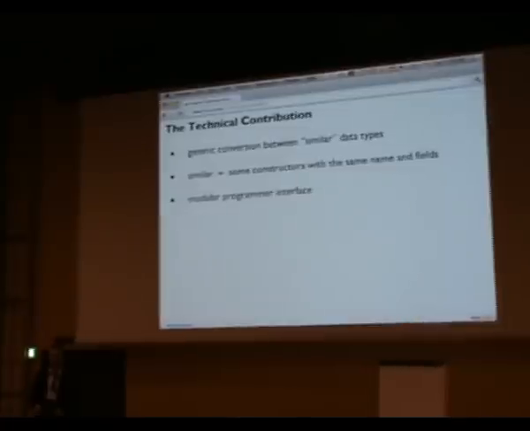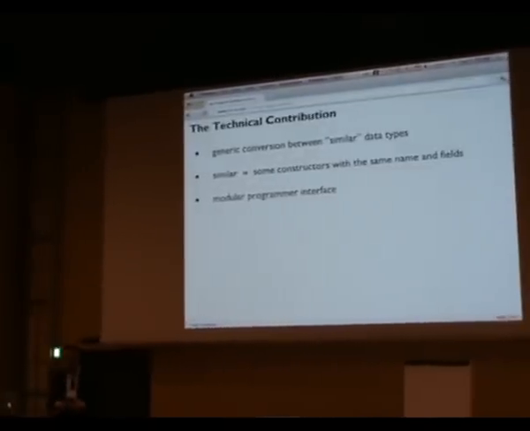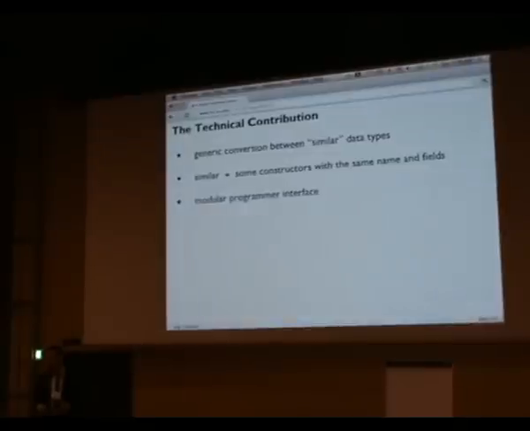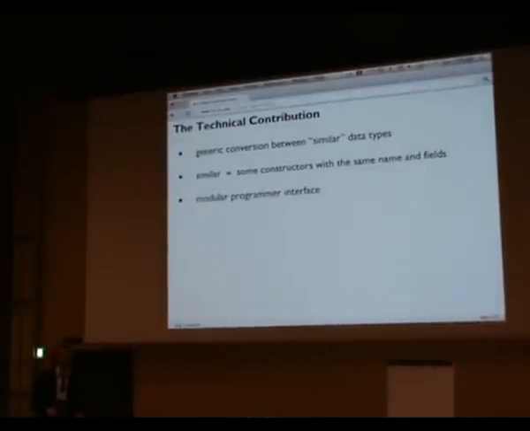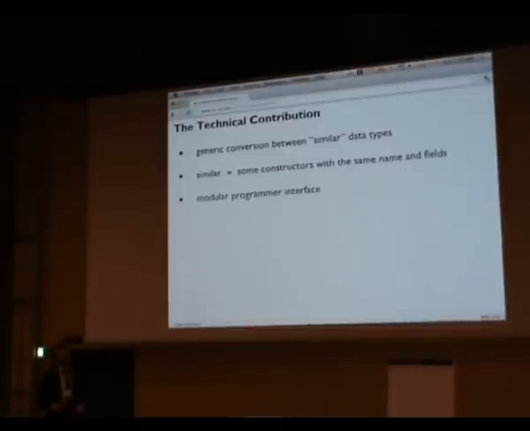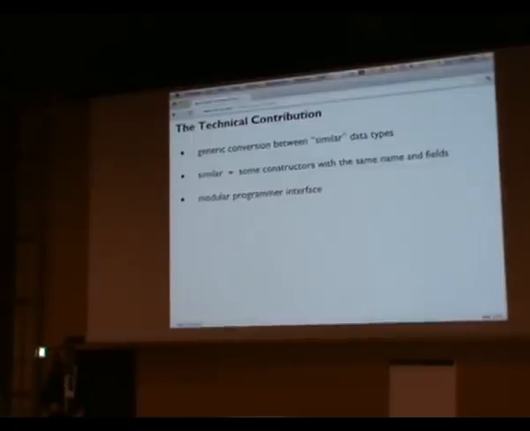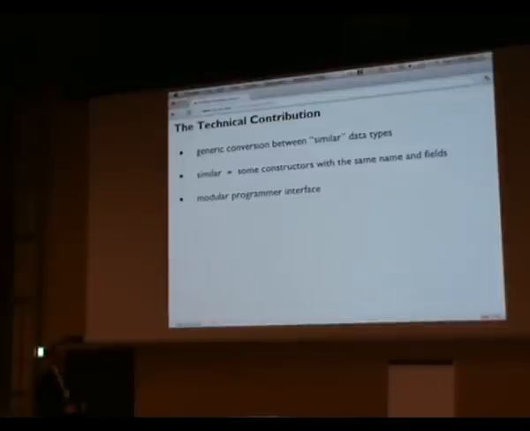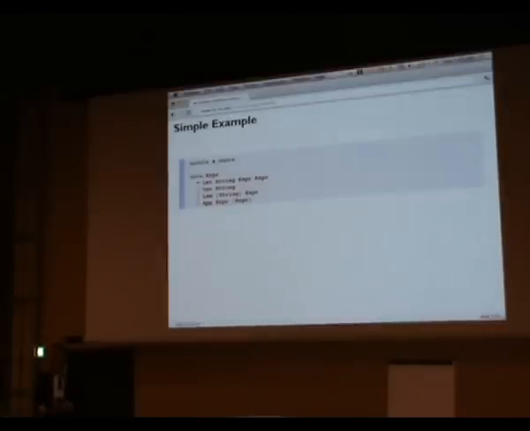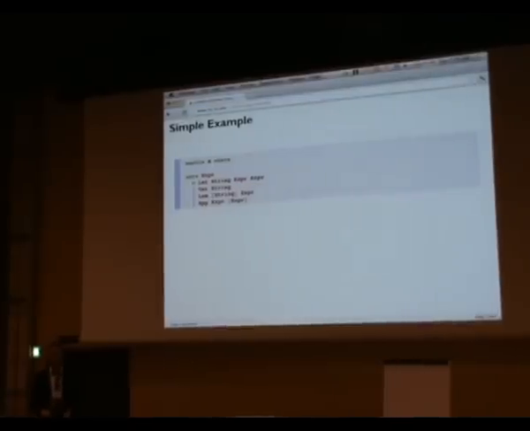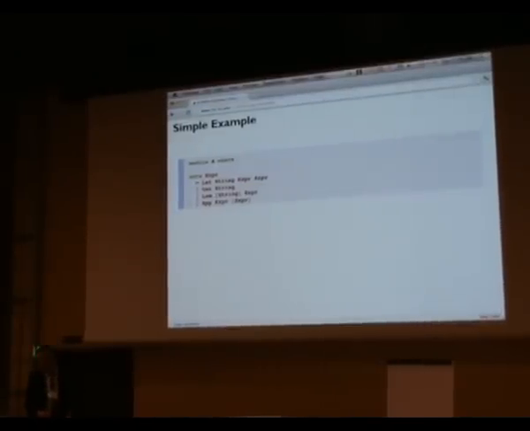So the technical contribution in this paper, as I see it, is that I approach the problem of providing a generic conversion between similar data types. By similar, I mean data types that have a useful amount of constructors with the same name and same fields. And then the other half of the technical work is exposing this generic conversion to the user in a nice interface. So I'm going to start with just a demonstration of this generic conversion in action to motivate why we're doing this.